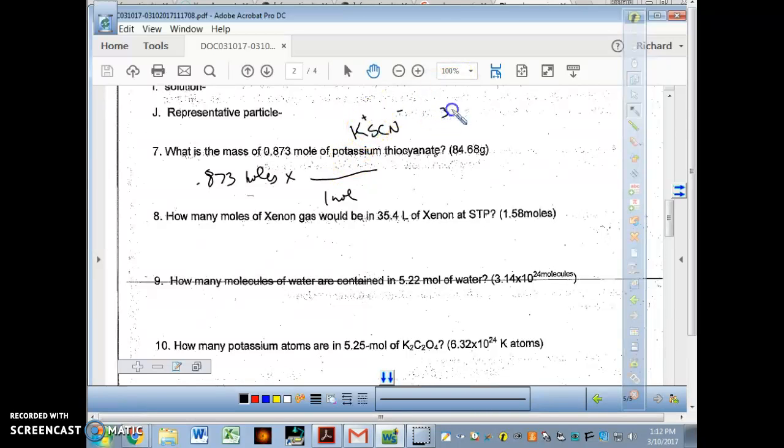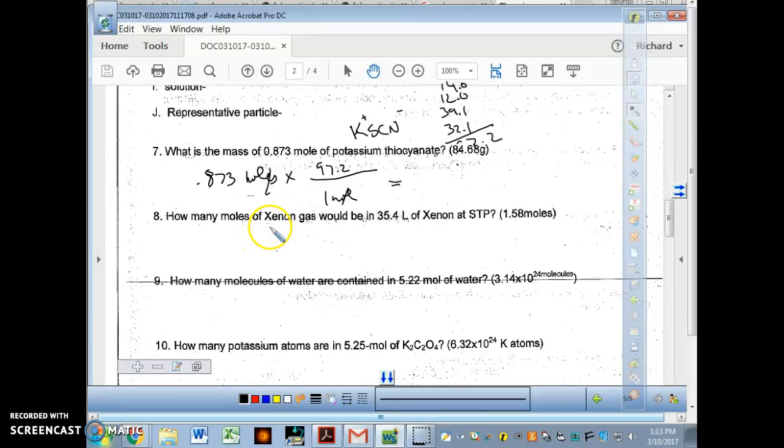which in that case is going to be, we're going to add up the molar masses, 39.1, 32.1, 12.0, and 14.0. So that's going to be 97.2. And if we cancel those, then we hopefully will get this answer that's buried under here of 84.68. So if we take 0.873 times the 97.2, you'll see we get that correct answer.